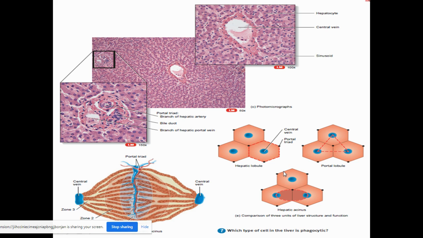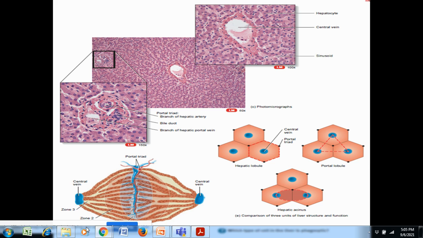The third one you can see is the hepatic acinus. So if this is the preferred structure and functional unit of the liver, recently they have proposed this structure to be the preferred one. This is how the structural and functional unit is shown here also.